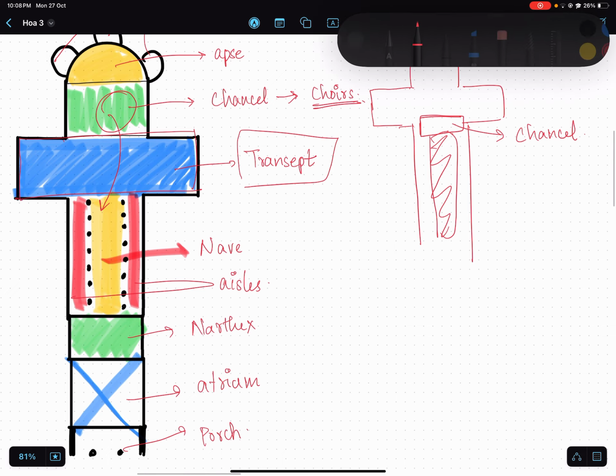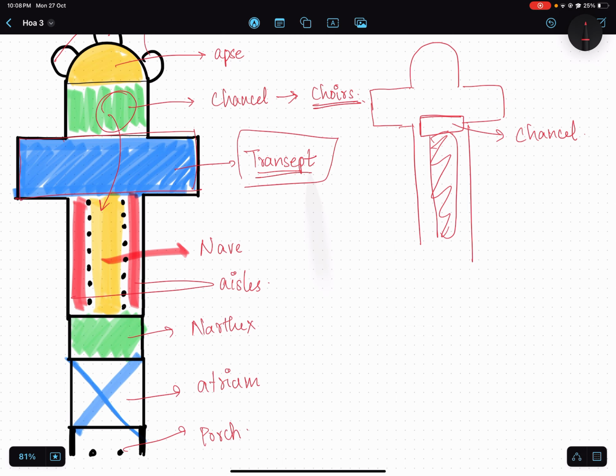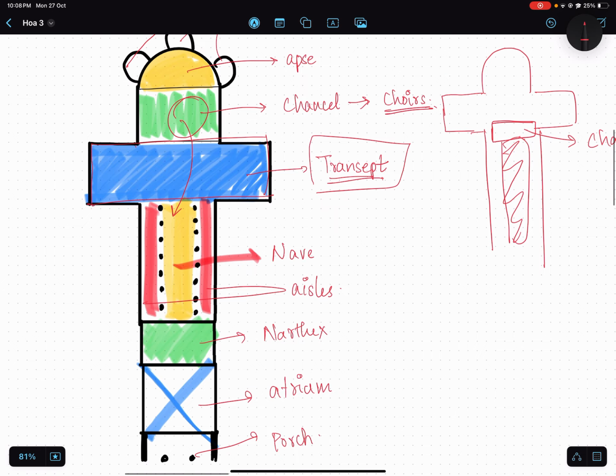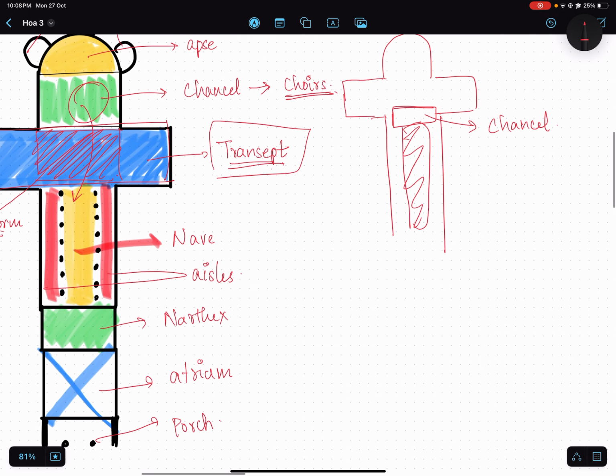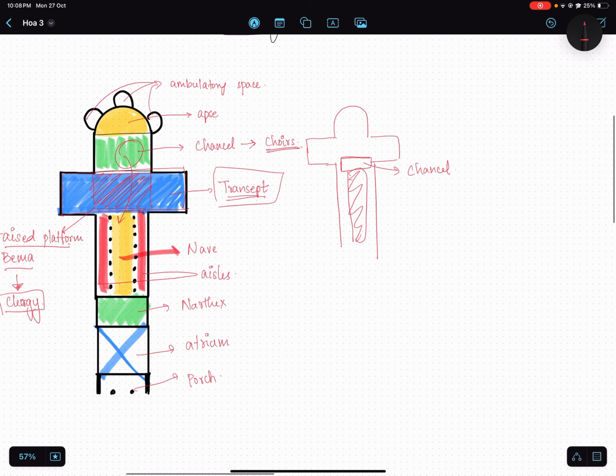And then another thing about the transept is what led to its development. There used to be a raised platform here. This raised platform was called bema, and this led to the development of transept. This bema was used by the clergy to have them separated from the congregation. So this is your typical early Christian plan.